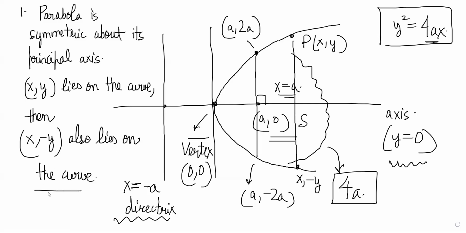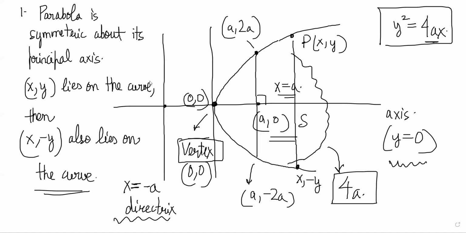So if there is a point on one side of the principal axis, if you reflect the point on the other side, you will get another point on the parabola, right? So that means it is symmetric. Also, notice that the parabola has a single vertex. If you recall from our initial discussion, what was the vertex? The vertex was the point where the axis meets the curve. There is only one such point here, and that is the origin here, (0, 0), right?